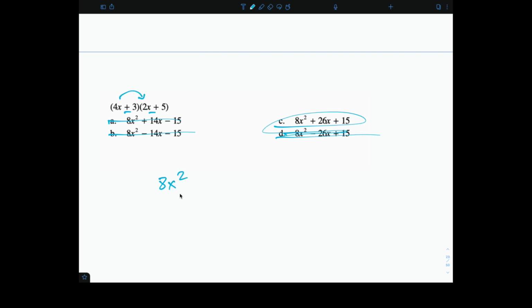So 4x times 2x is 8x squared. 4x times 5 is 20x. 3 times 2x is 6x. And 3 times 5 is 15. If we combine like terms, 20 plus 6 is 26. That's the correct answer.